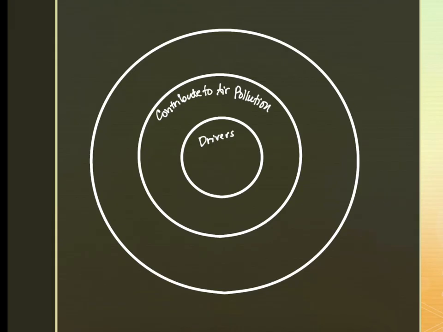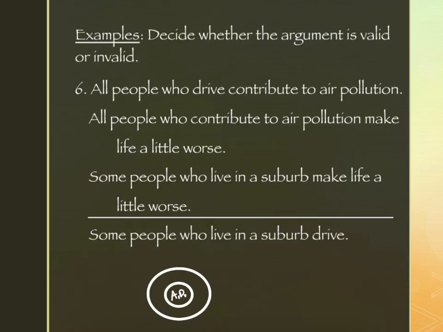Okay, so we have drivers. We have people who contribute to air pollution. What's this outer category? People who make life a little worse. Or you could even be more general and say things that make life a little worse. It doesn't really matter. So we've got drivers, air pollution, making life worse. This is the category setup. So that's our first two descriptive statements.